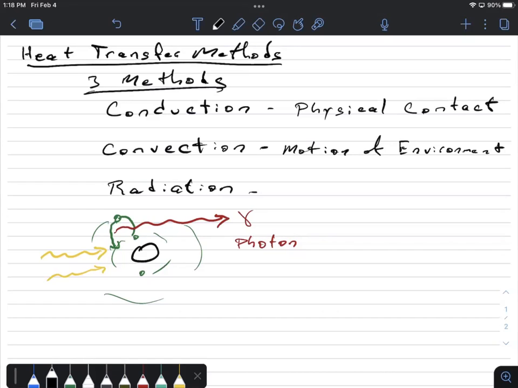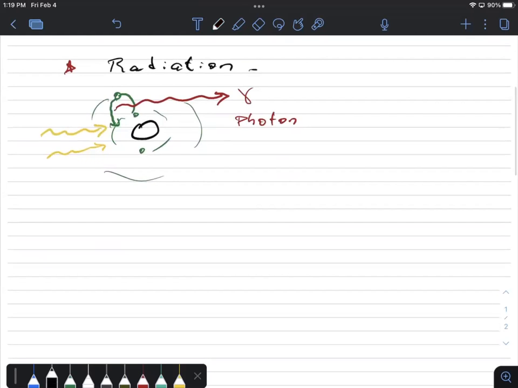What we're going to discuss in this course are two of them. We're going to discuss conduction and radiation. In fact, we're going to get equations for these two methods so that we can do some calculations and predict what's going to happen. So the first one we'll do is conduction. That's what we're going to talk about today. Heat transfer by conduction.